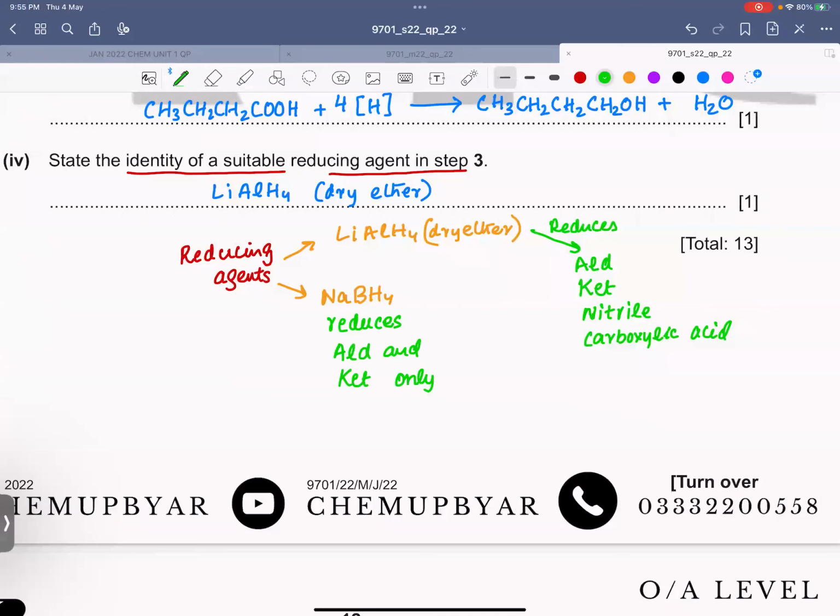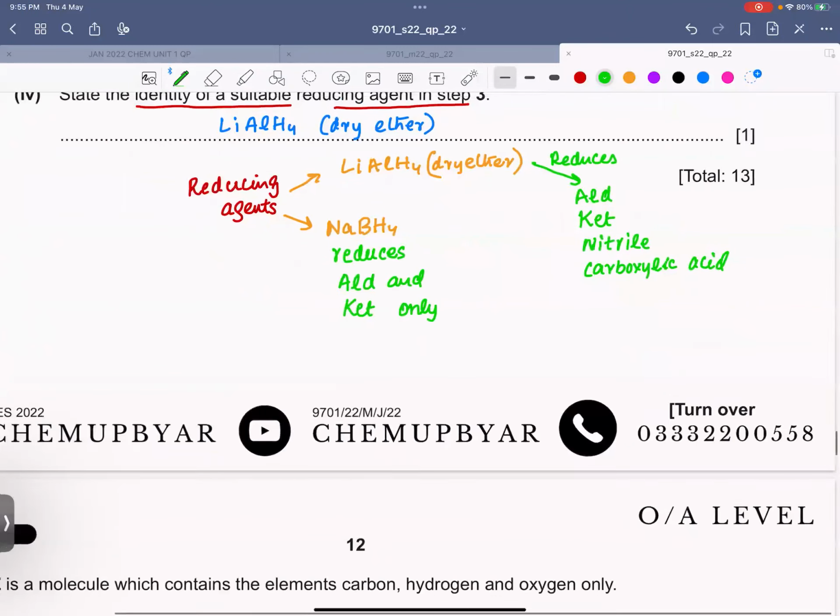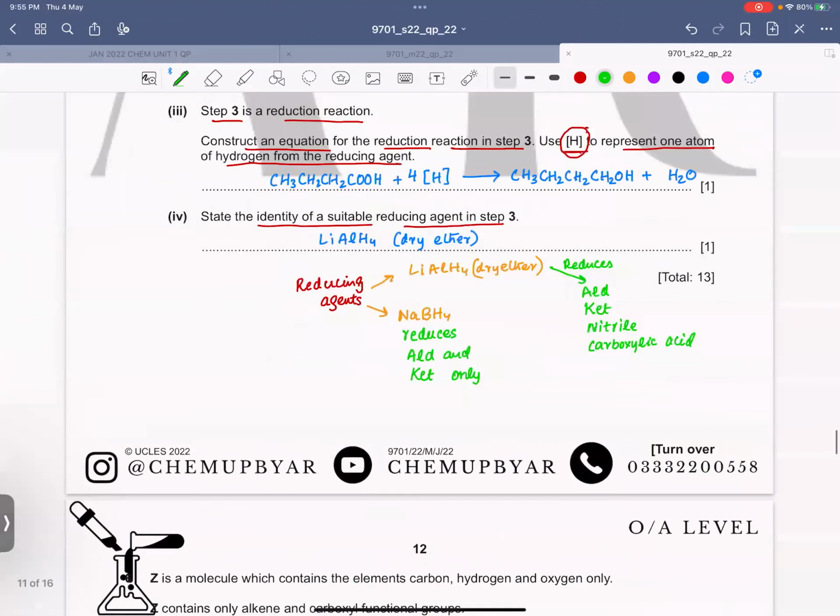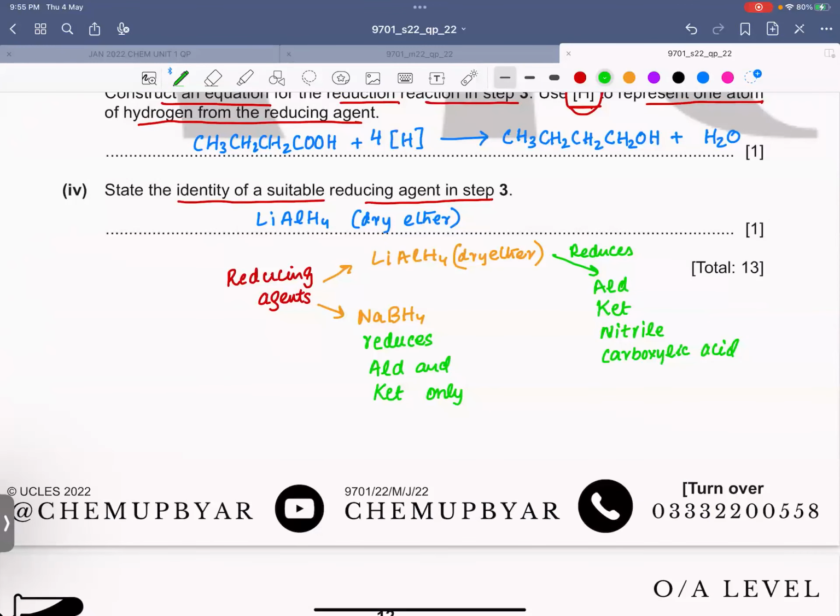Yes. Sir, how many oxidizing agents are there? There are two oxidizing agents in a similar way. Whenever there is a question for the oxidizing agent, I will make a list like this as well. There is acidified manganate and acidified dichromate that we normally use as oxidizing agents. Acidified manganate can oxidize alkene, primary and secondary alcohols and aldehydes. And acidified dichromate can oxidize only aldehyde and primary and secondary alcohols. Yes, is this clear to everyone?